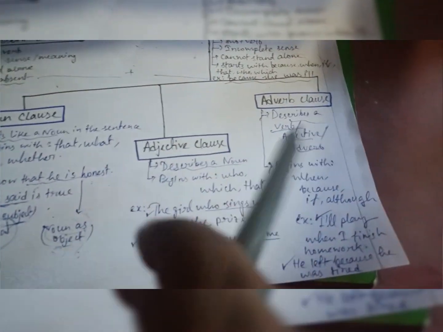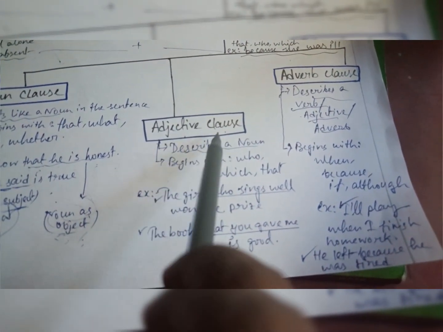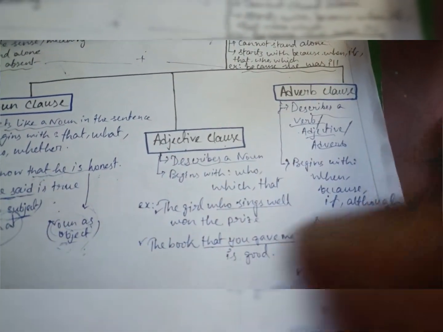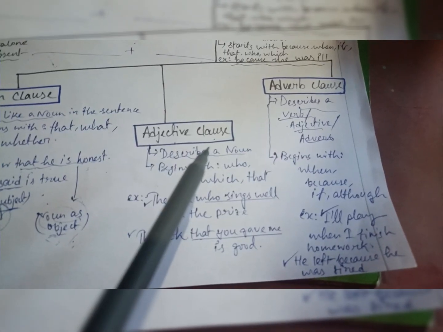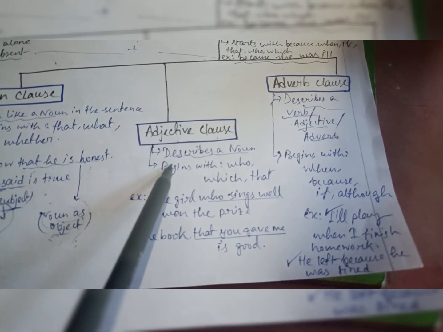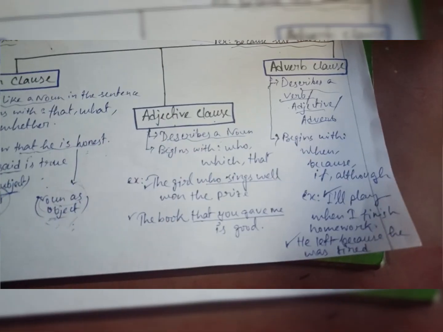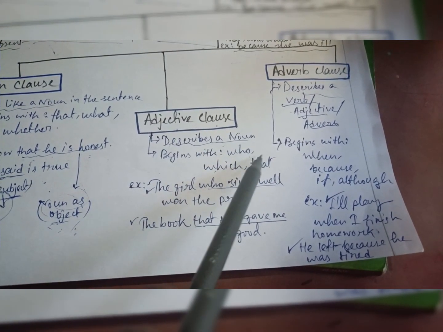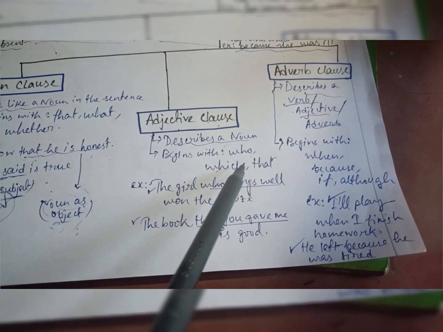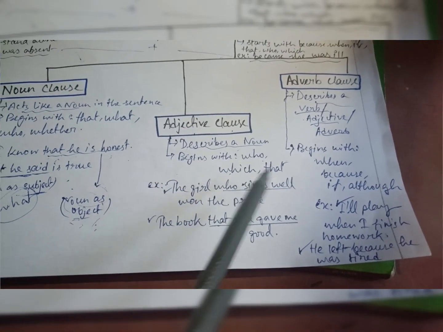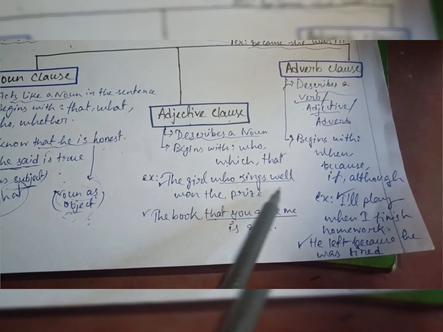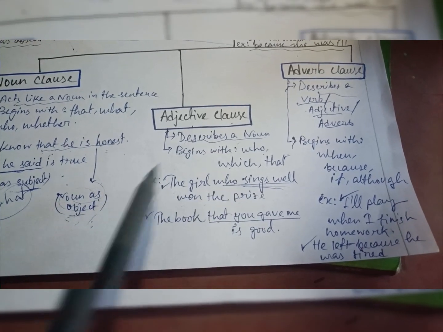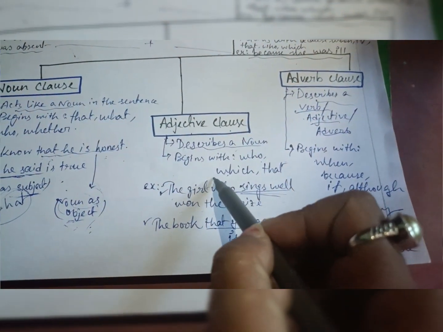Next, move to the adjective clause. So you all know what an adjective is. An adjective describes a noun and pronoun. So here an adjective clause describes a noun. It begins with who, which, that. Who will be used for living beings, and which and that will be used for non-living things. The girl who sings well won the prize. Who sings well, this is the adjective clause. Who is used to refer to this girl.